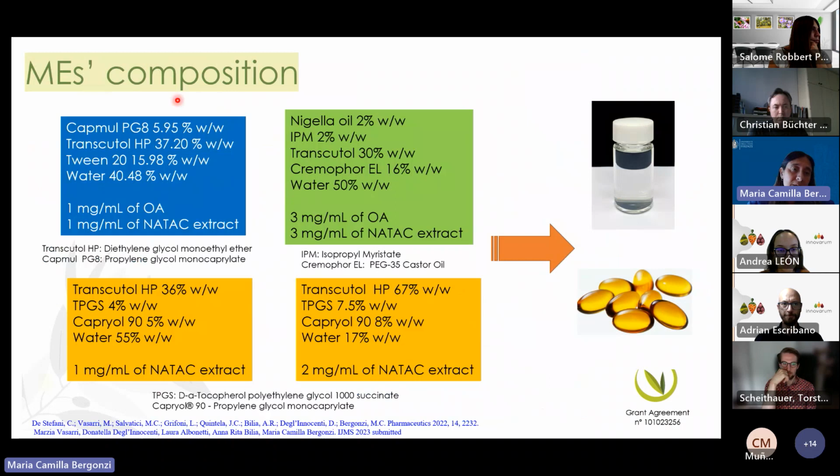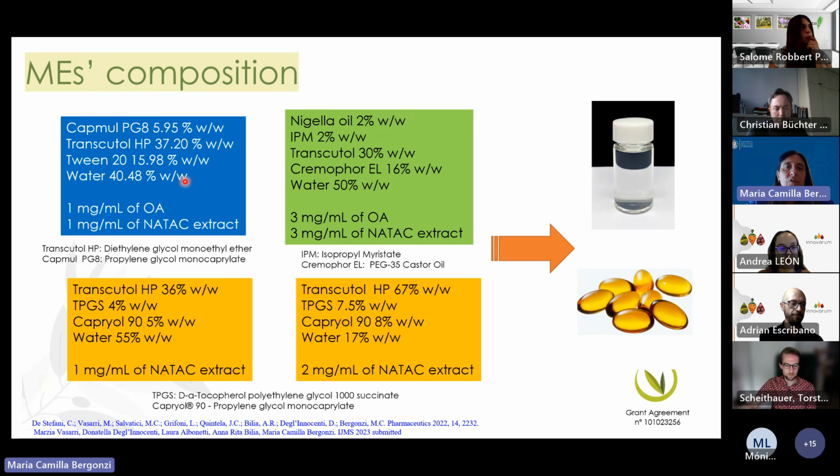In this slide, I show you the composition of the different macroemulsions. To select the components of the macroemulsions, in particular the lipophilic phase and the tensides, we used compounds applied on the market for food application and oral administration, and substances considered by the FDA as GRAS, which means generally recognized as safe.